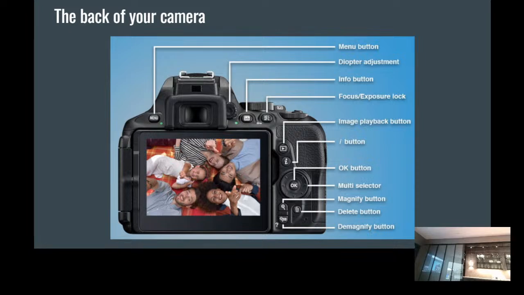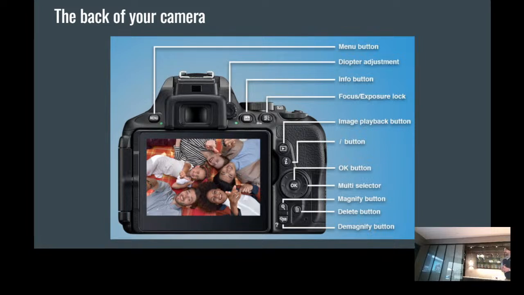Focus or exposure lock. This is the same idea as holding down and clicking on your trigger release on the front of your camera. Clicking this will start to focus for you, and then you can use your other finger to then hit the trigger when you're ready.